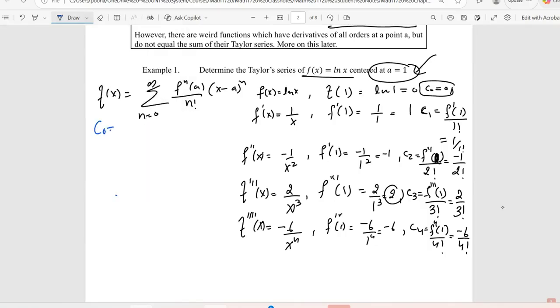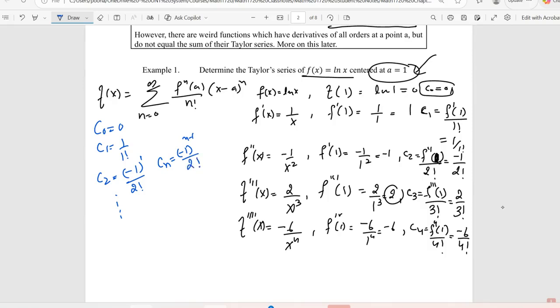Our c naught is 0. c1 is 1 by 1 factorial. c2 is negative 1 by 2 factorial. So you see at 1 there is a positive sign, at 2 it's negative. So in general we can write negative 1 to the power n minus 1. Therefore, I'm generalizing the formula for cn. Look at this: negative 1 power n minus 1, by n factorial.